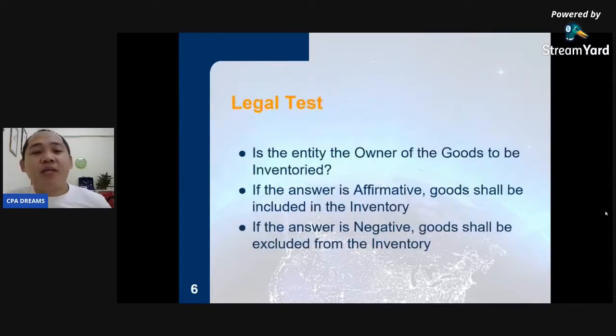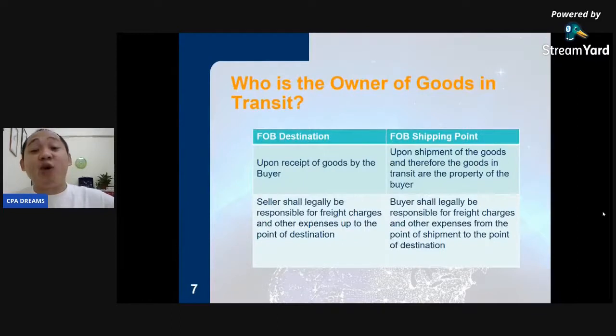Okay? Now, punta tayo sa legal test. Paano mong malalaman na sino na yung owner? Okay? So, ang tanong lagi is the entity the owner of the goods to be inventoried? Okay? If the answer is affirmative or yes, then the goods shall be included in the inventory. If the answer is negative, then goods shall be excluded from the inventory. Dito papasok yung FOB destination and FOB shipping point.